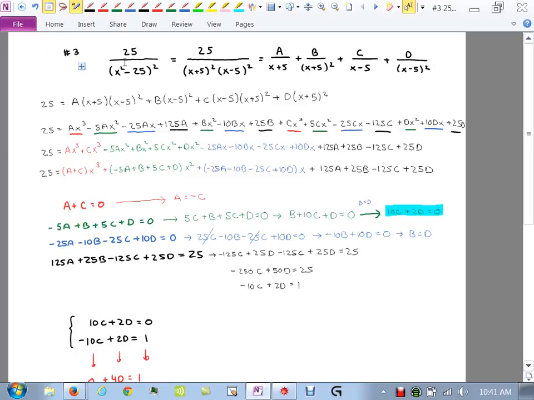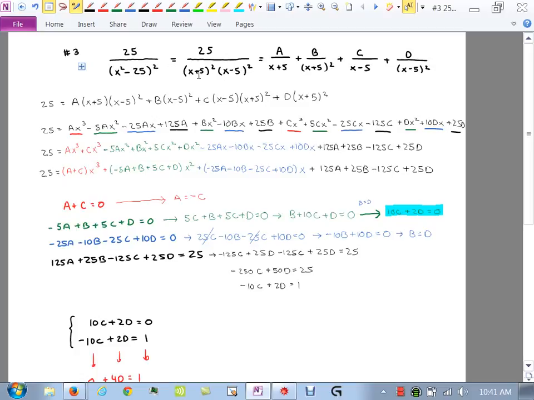You start out with your rational expression. You notice that the denominator has a difference of squares and it's squared. So what I'll do is I'll do my difference of squares, which is x plus 5 times x minus 5, and then I'll square each one of those factors because of the squared out here.